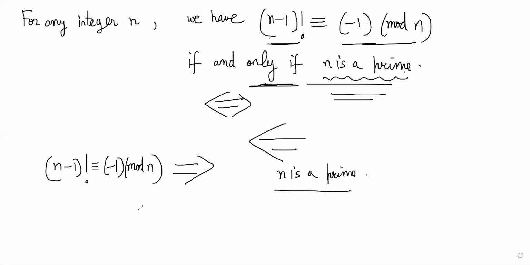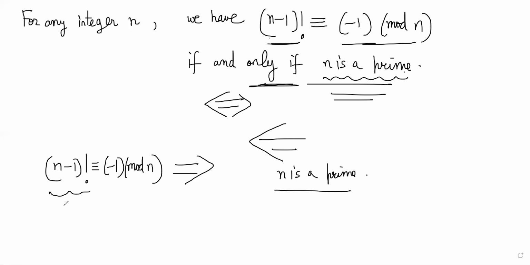I think if n is not prime, there's a divisor of n within 1 to n minus 1, and then it's 0. If n is not a prime, as soon as you write the set, (n minus 1) factorial, there will be other divisors which will make this 0, right? I think so, yeah.